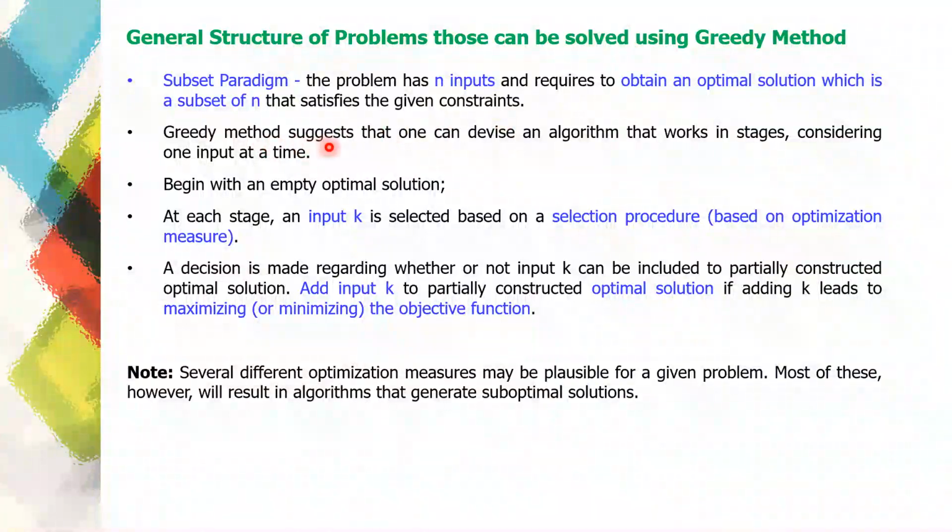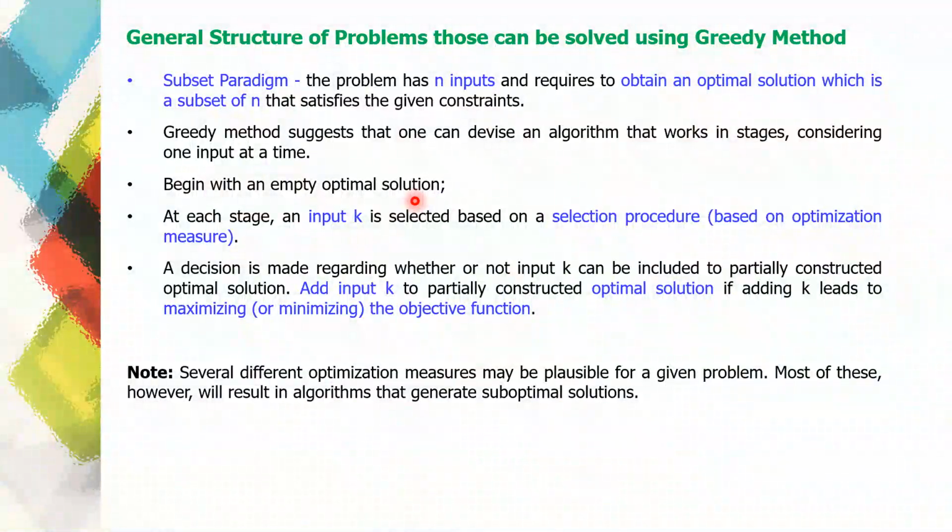Now, the greedy method suggests that you are going to devise an algorithm that works in stages. And in each stage, in each step, you are going to consider one input at a time. So how many stages will there be? If you have a problem with n inputs, considering one input at a time, you'll have n stages. One input you'll consider in each stage. Now I'll begin with an empty solution. Currently, initially, my solution is empty.